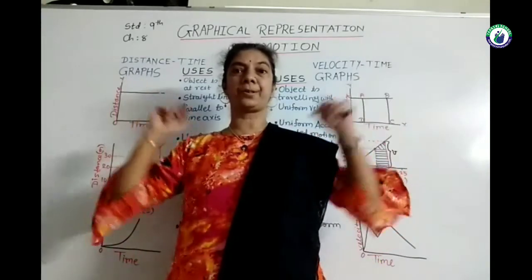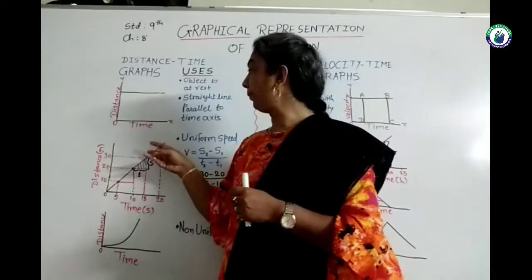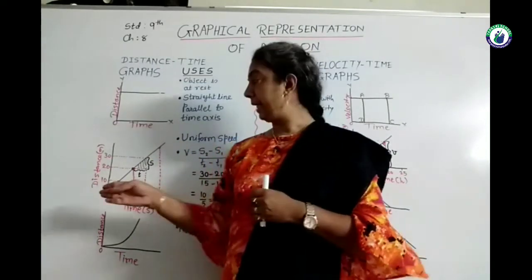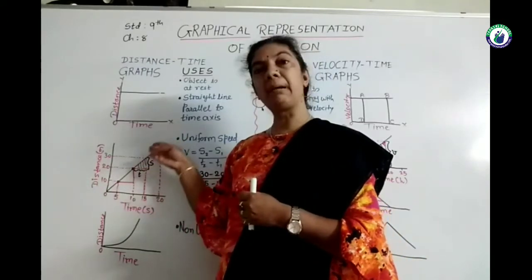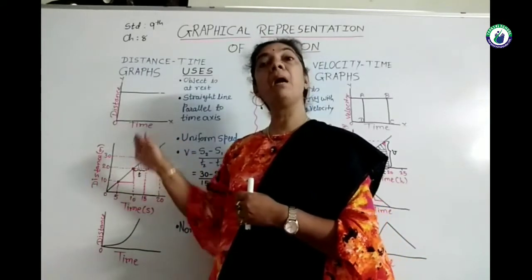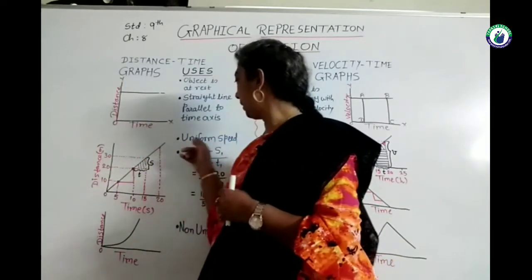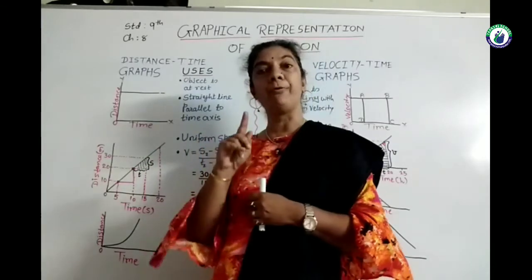So two graphs we have discussed. The third type of graph is again a distance-time graph, and the shape of the graph is a straight line slanting upward. The analysis of this graph is that the object is travelling with uniform speed.